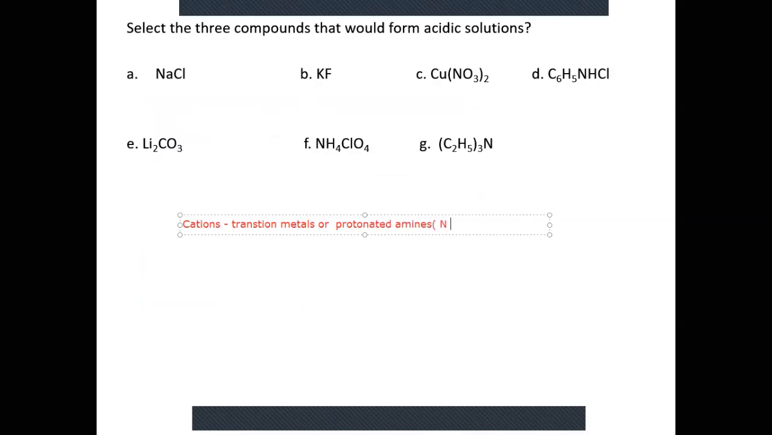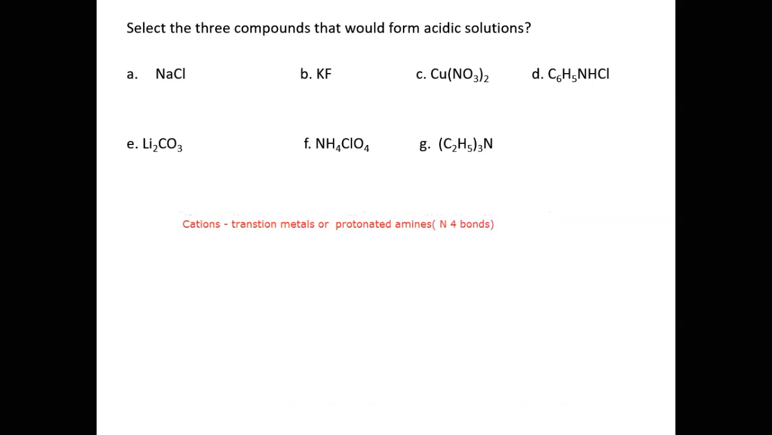That means nitrogen has 4 bonds. And we want an anion that is neutral. So what do we want? We want a cation that has a transition metal or a protonated amine and an anion that is neutral. So let's look at these.